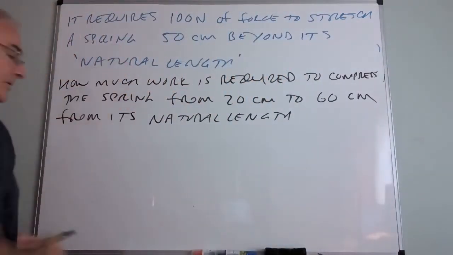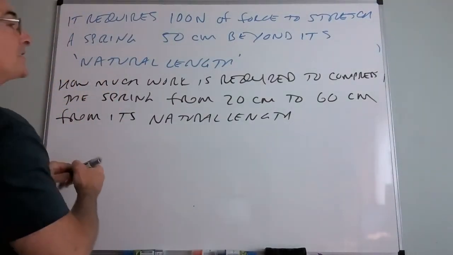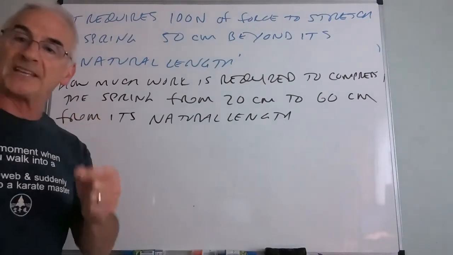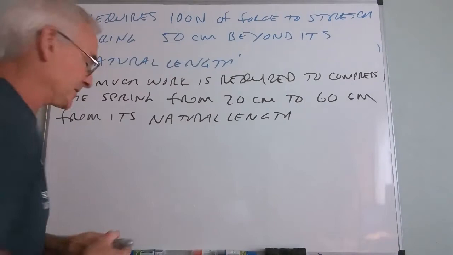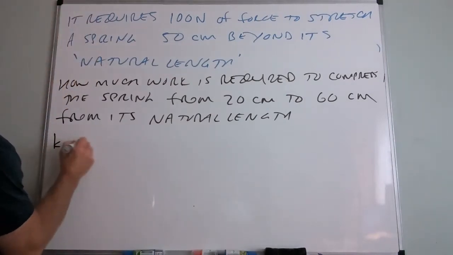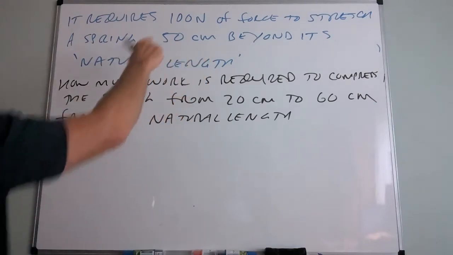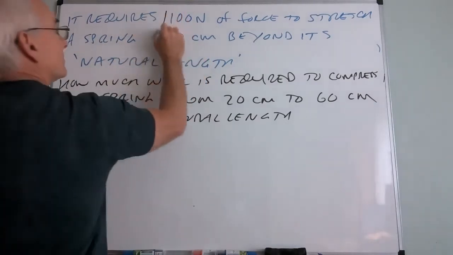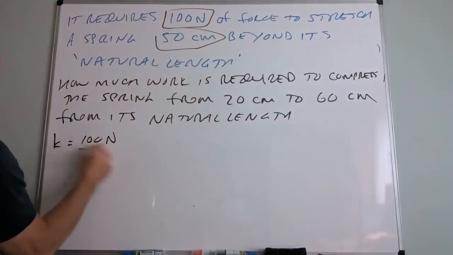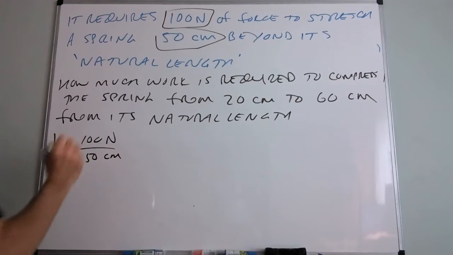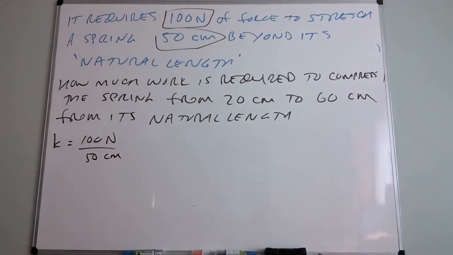So let's start by calculating the spring constant. Remember we said force equals constant times displacement. The constant, therefore, is the force divided by the displacement. So my spring constant is 100 newtons, might as well circle those, over 50 centimeters. Now, I'm not going to go a step further because we have a small, just teensy weensy problem.